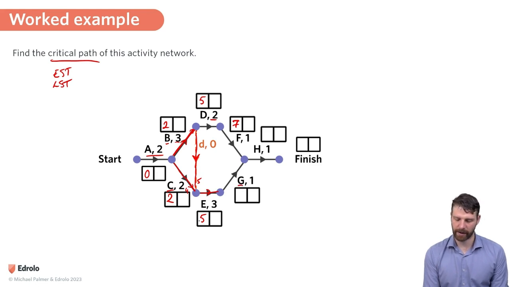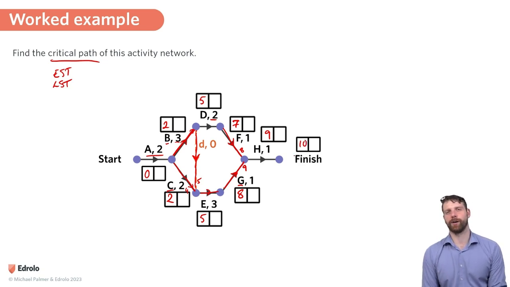And E takes 3 minutes, so I can start G in the 8th minute. And so now I've got 2 immediate predecessors for H. So G can be finished at the 9th minute, and F can be finished in the 8th minute. So I have to take the larger one of those. So I take 9, and then 1 minute to finish gives me 10 minutes to finish the whole project. Okay, so that's EST done.